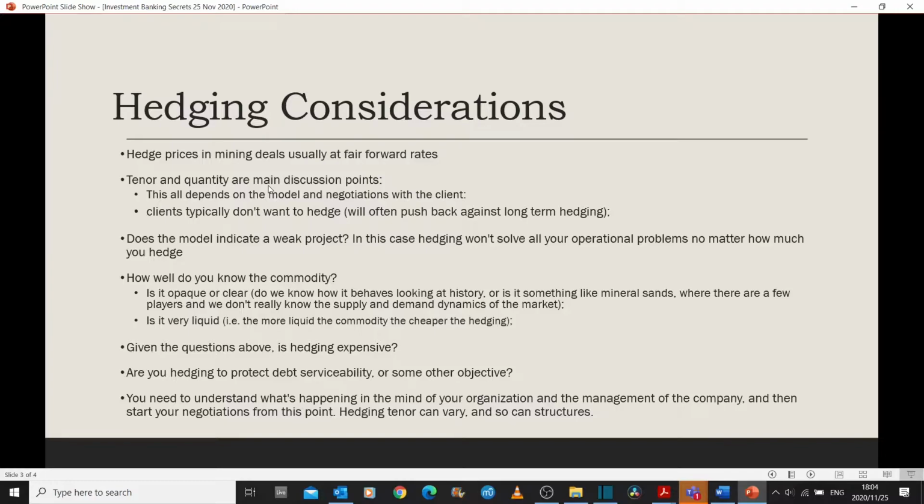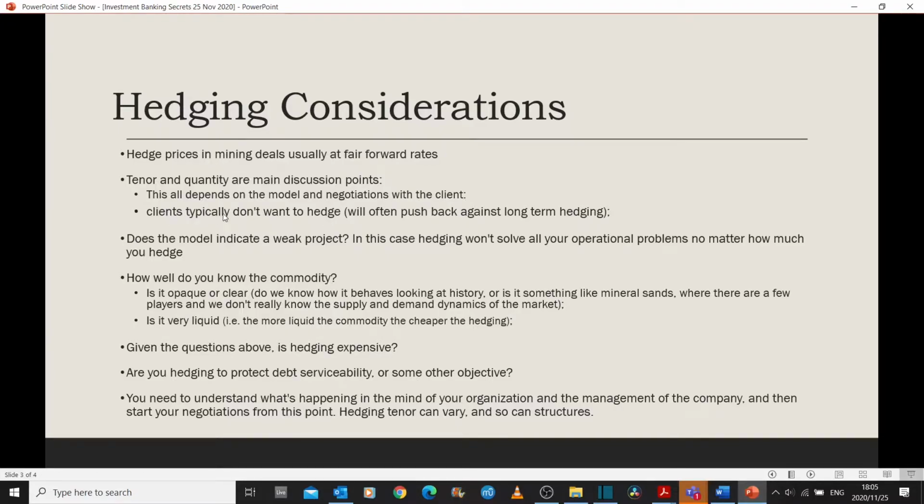Okay. So again, let's just assume that your boss asked you to formulate a hedging policy for your customer or your client. Okay. So typically, if it's coming from a bank, you want to de-risk. In other words, you want to make sure that you have price certainty for a certain horizon going forward into the future. The 2 questions you have to ask yourself is, how much am I going to hedge? Okay, and how long am I going to hedge for? Tenor and quantity. These all depend on the model and negotiations with the client.